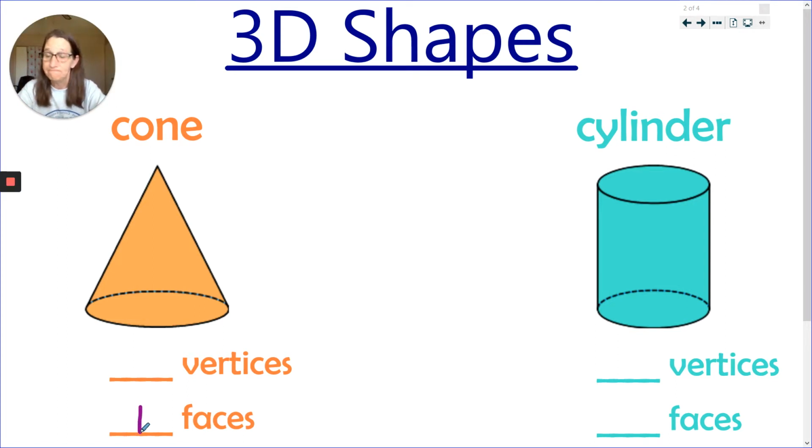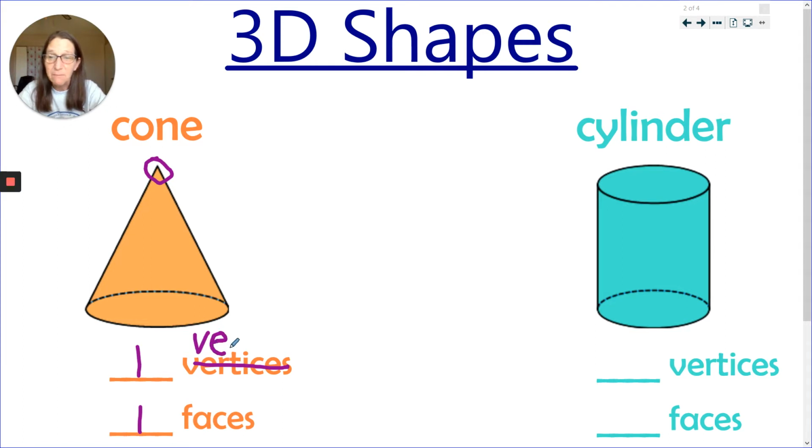Do you see that? Now look carefully at it. Do you see a vertex? I see it right here at the top. See it? Remember, vertex is the point, the corner, okay? It has one vertex right here. Do you see any other vertex? Nope, just the one. So it has one face and one vertex. So actually, I need to cross this out because it doesn't have any vertices. It only has a vertex.